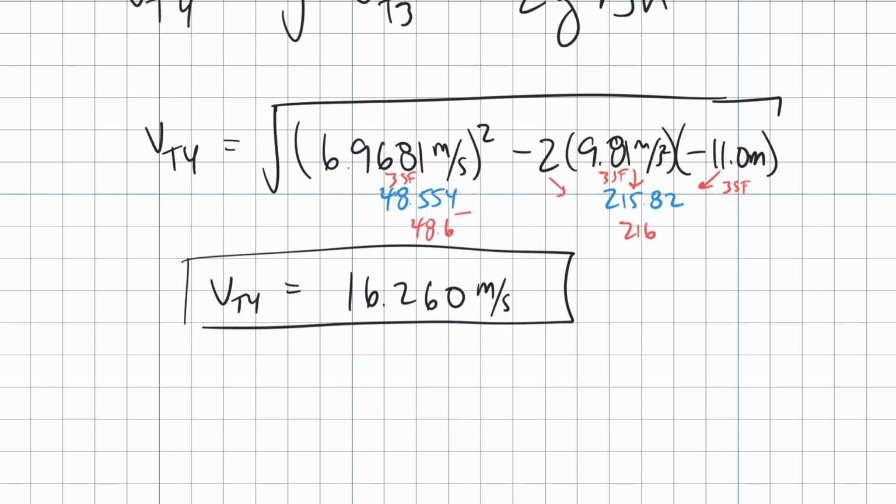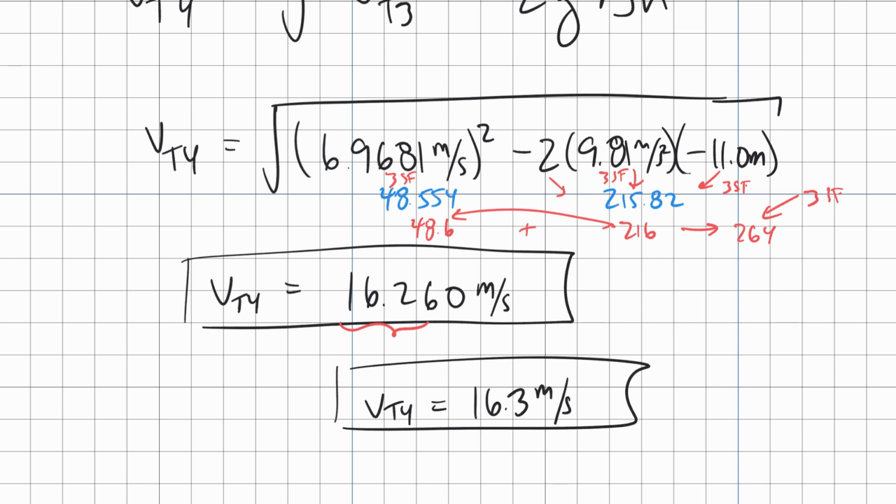So this number is technically 48.6, and I'm going to add these two together, which gives 1 decimal place. So that's going to give me a number like 264, which I'm then going to take the square root of. But basically we've got 3 sig figs here, so when I take the square root, I'm going to round to the 3rd sig fig. So v4 equals 16.3 meters per second.